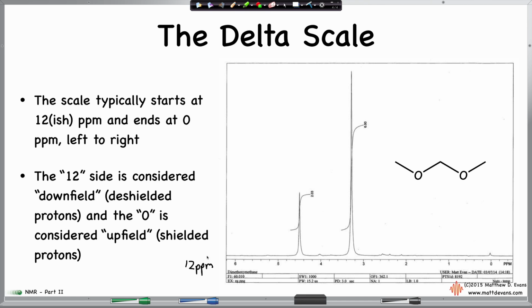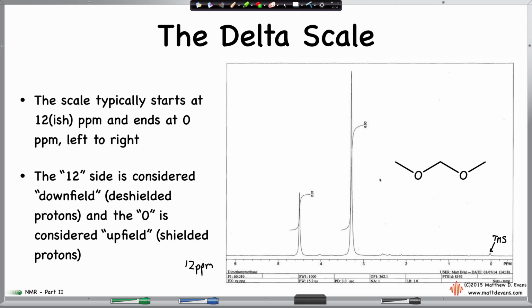Now this is weird too, because we're used to starting 0 on the left side and then going to 12 on the right side, but that's just not how it works, okay? And then of course this little peak right here, it's tiny in this case, but that's the TMS peak, and we set that signal to be 0, and then all these peaks down here are downfield from the TMS.